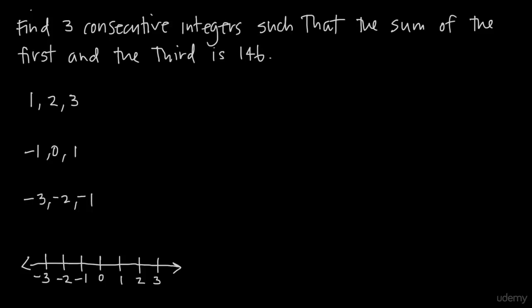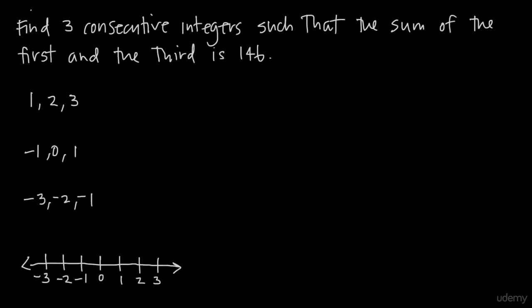In this video, we're talking about consecutive integers, and when we say consecutive, we mean numbers that are just one right after another. So for example, 1, 2, 3 are consecutive integers. -1, 0, and +1 are all consecutive integers, as are -3, -2, -1.